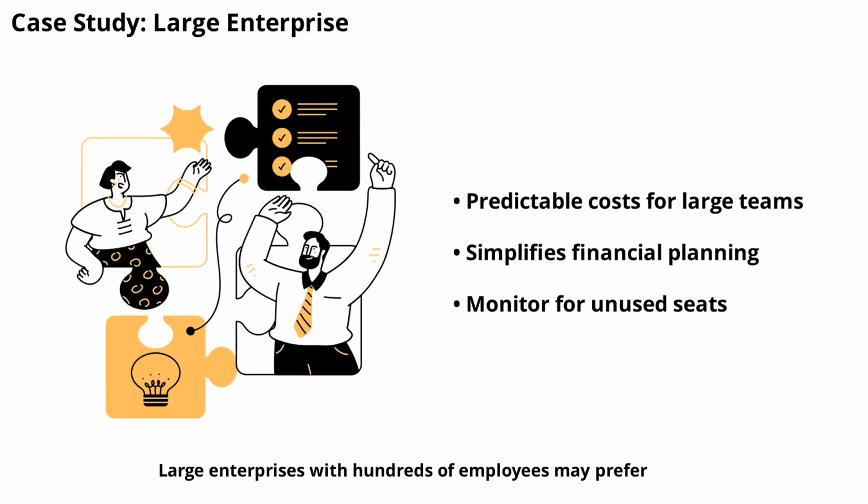Large enterprises with hundreds of employees may prefer per-seat pricing for its predictability and ease of budgeting. With a stable workforce and high transaction volumes, the fixed monthly cost simplifies financial planning. However, they should monitor for unused seats to avoid unnecessary expenses. Some may also negotiate hybrid models for added flexibility.